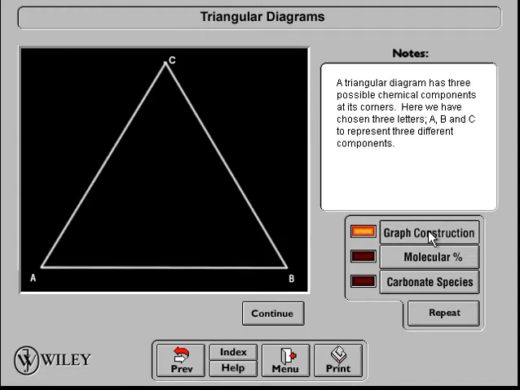Here, as I have told you just now, we have a triangle. Here we have component A, here we have component B, here we have component C. What is written here? A triangular diagram has 3 possible chemical components at its corners. Here we have chosen 3 letters, A, B, and C, to represent 3 different components, yeah? So now we are just going here to the continue button.